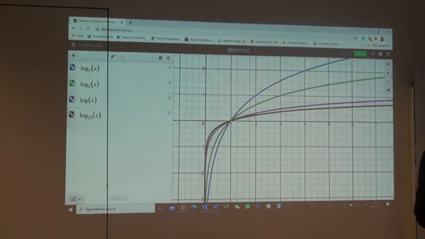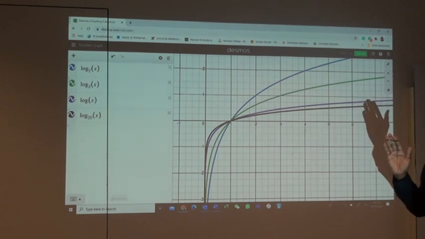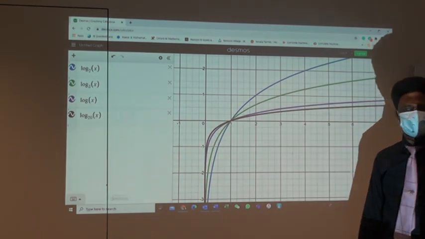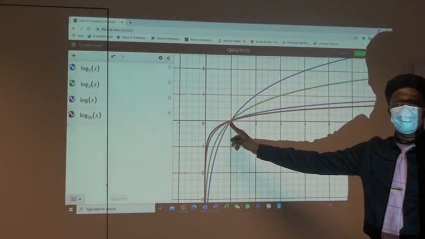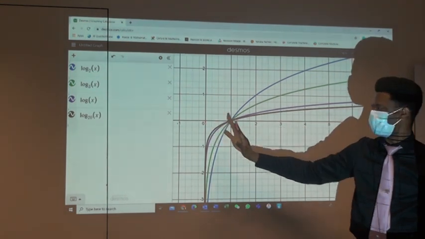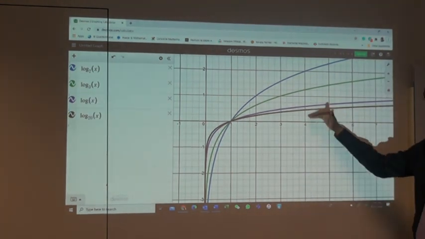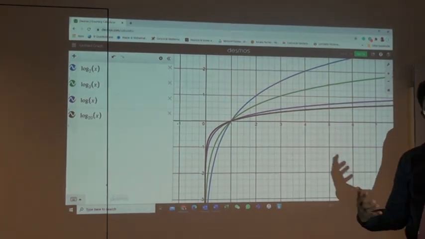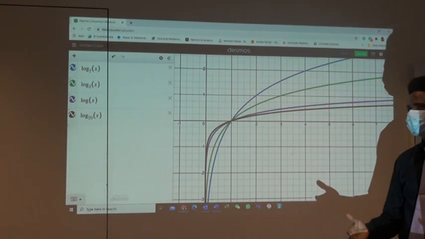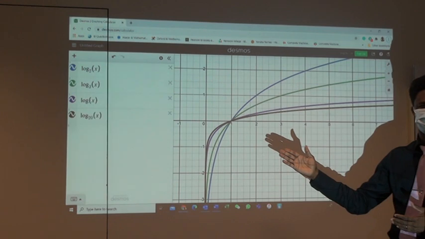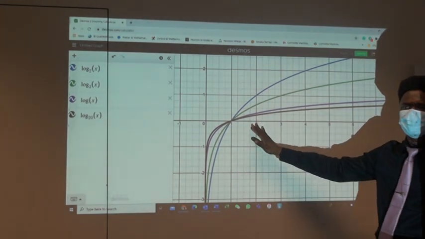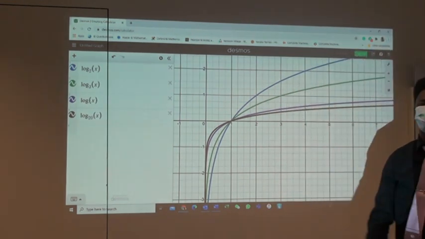As A becomes large, the graph is closer to the origin, you said here, right? You should have said from this point and above it is actually closer to the x-axis. As A becomes large, the graph is closer to the origin between 0 and 1, and closer to the x-axis for x greater than 1.